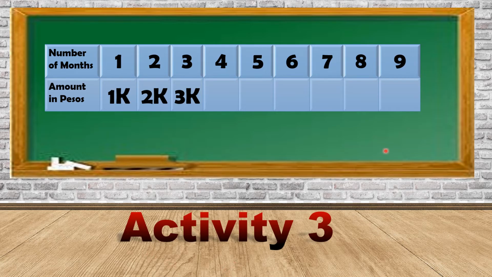Now, sa activity 3, medyo mas madali lang siya. We just have to find how much we have saved after the 9th month. Yung first row natin, this refers to the number of months, and the second row refers to the amount in pesos. K is equal to 1,000. Therefore, on the first month, we have 1,000. On the second month, we have 2,000 and 3,000. On the fourth month, we have 4,000. On the fifth month, we have 5,000, and then 6,000, 7,000, 8,000, and lastly, on the ninth month, we have 9,000 pesos.